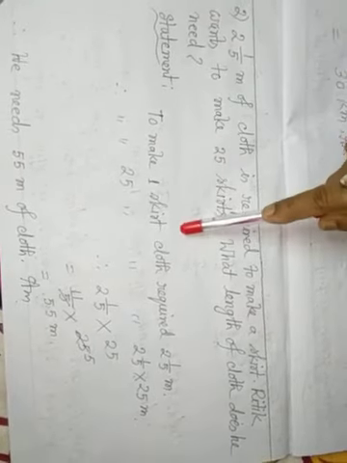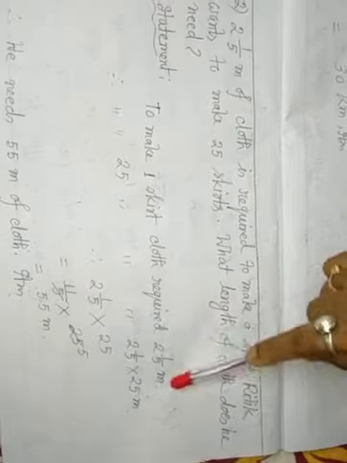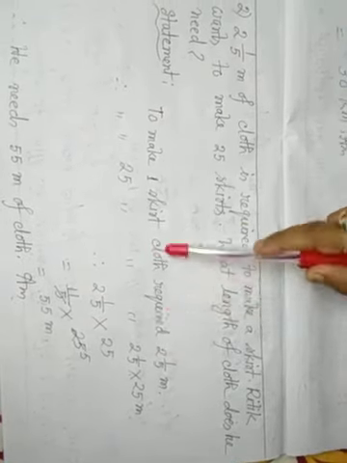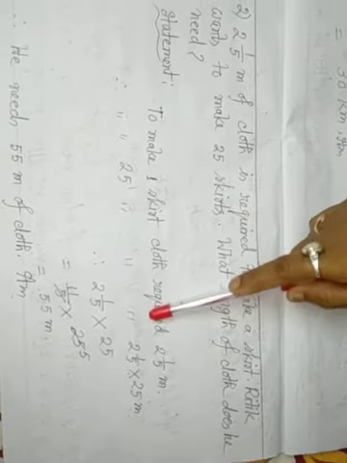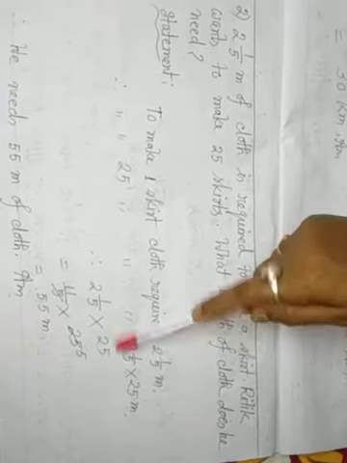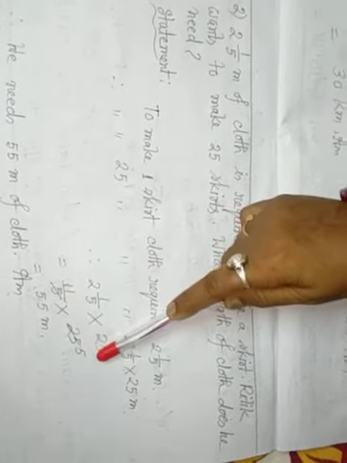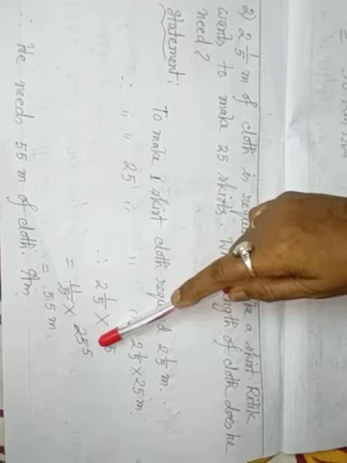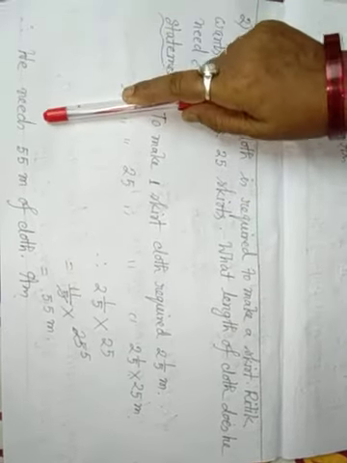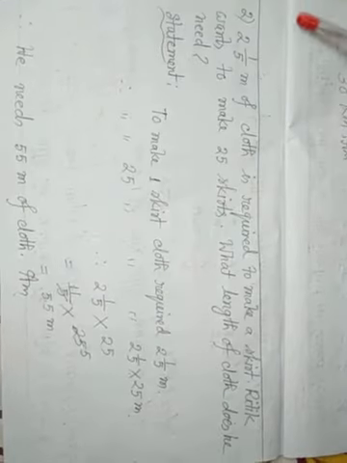So statement, you must write statement. To make one skirt, cloth required is 1 by 5 meter. So to make 25 skirts, cloth required is 1 by 5 into 25. 5 into 2 is 10, plus 1, 11 by 5 into 25. 5 into 5 is 25. 11 into 5, 55 meter. So he needs 55 meter of cloth. Answer. Okay.